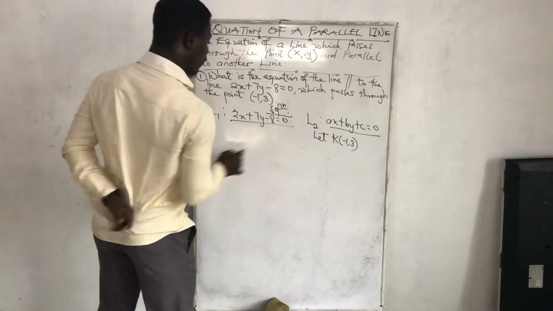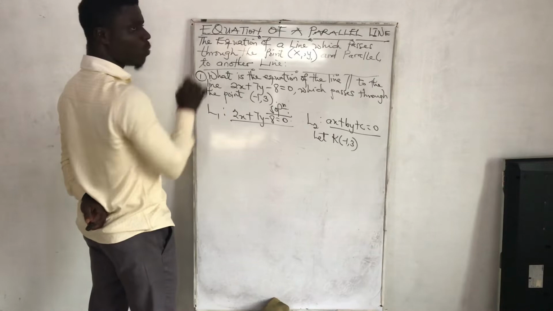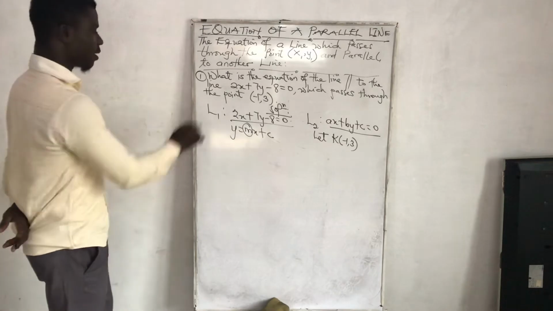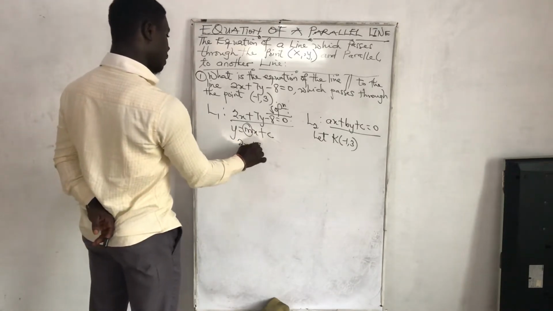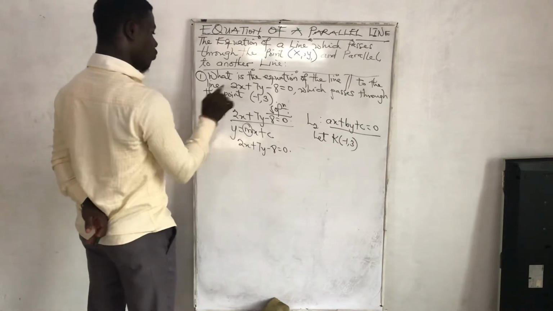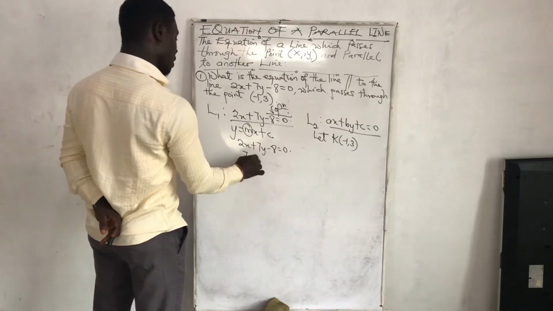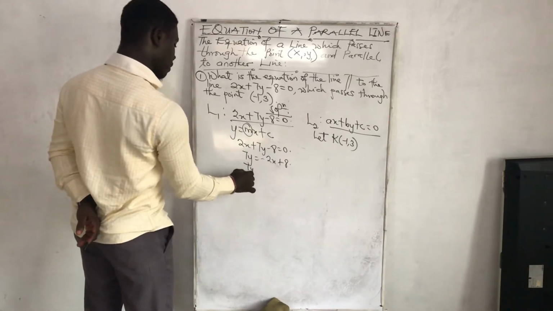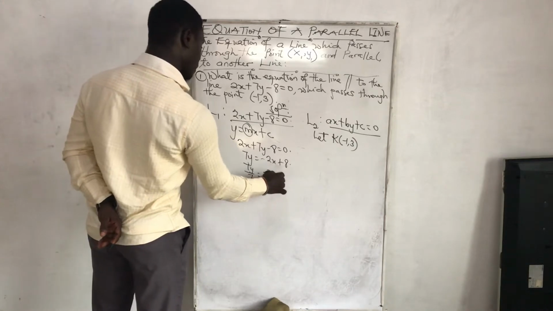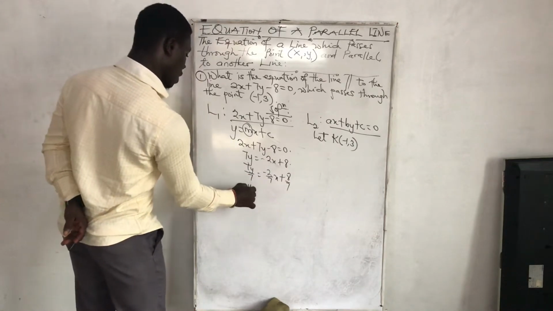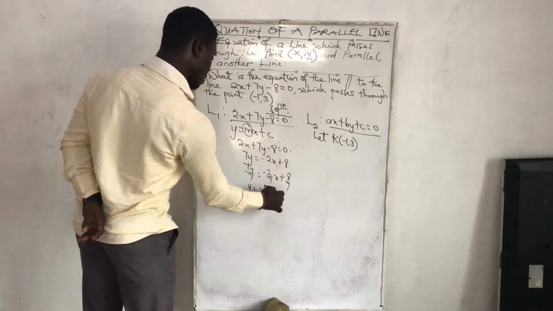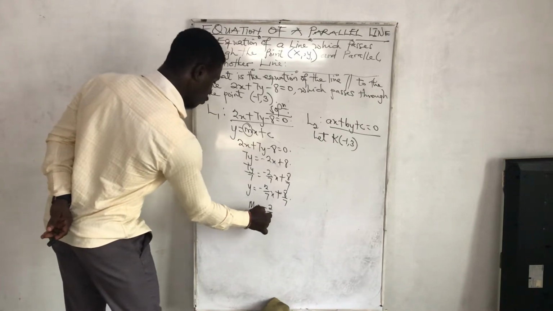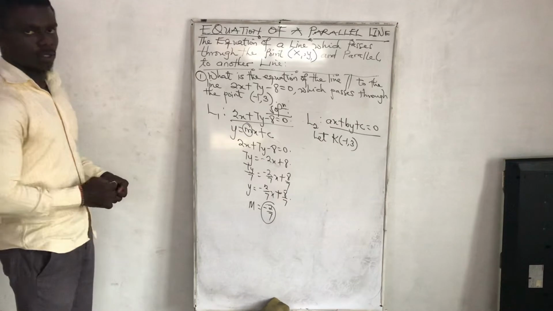If you want to find the gradient, you have to express this line L1 as what? y equals mx plus c, where m is the gradient. So if we have 2x plus 7y minus 8 equals 0, we can make y the subject. So I have 7y equal to negative 2x plus 8. Then 7y on 7 equals negative 2 on 7 x plus 8 on 7. So y equals negative 2 on 7 x plus 8 on 7, so we can say that m is equal to negative 2 on 7. That's our gradient.